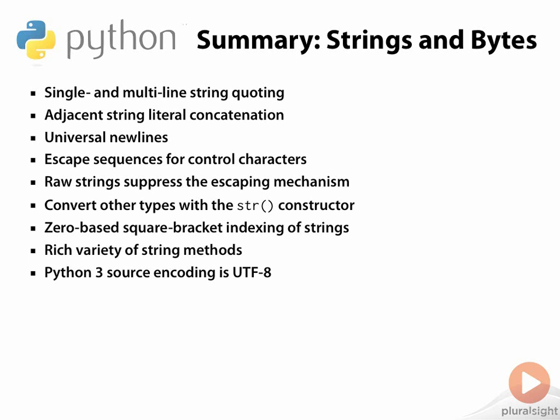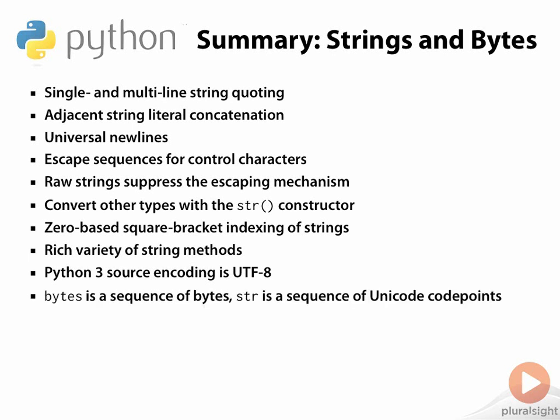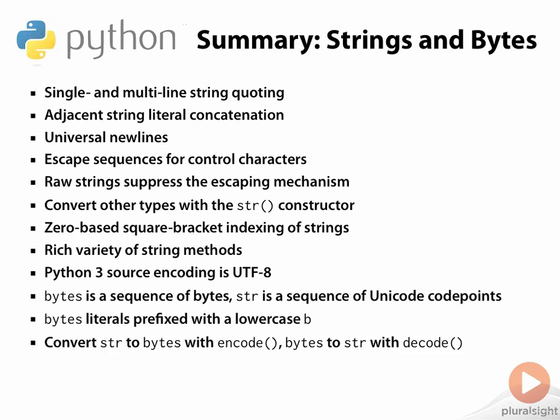In Python 3, literal strings can contain Unicode characters directly in the source. The bytes type has many of the capabilities of strings, but is a sequence of bytes rather than a sequence of Unicode code points. Bytes literals are prefixed with a lowercase b. To convert between string and bytes instances, we use the encode method of str and the decode method of bytes, in both cases passing the encoding, which we must know in advance.